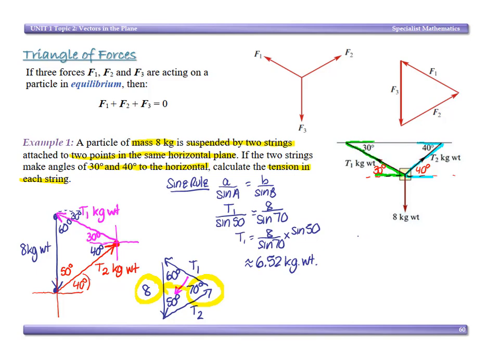For T2, same formula. T2 over the angle opposite T2 is 60, so over sine of 60 is going to equal 8 over sine of 70. So T2 is going to be 8 over sine of 70 times by sine of 60. Go to your calculator. That's approximately 7.37 kilogram weight. Finish with a therefore statement.